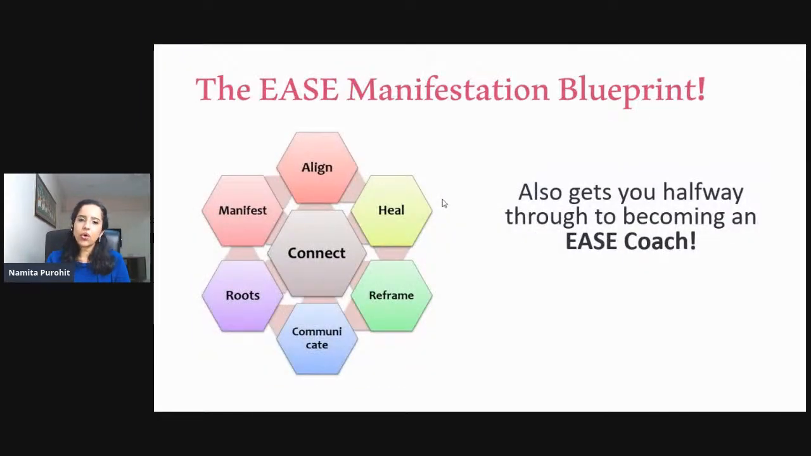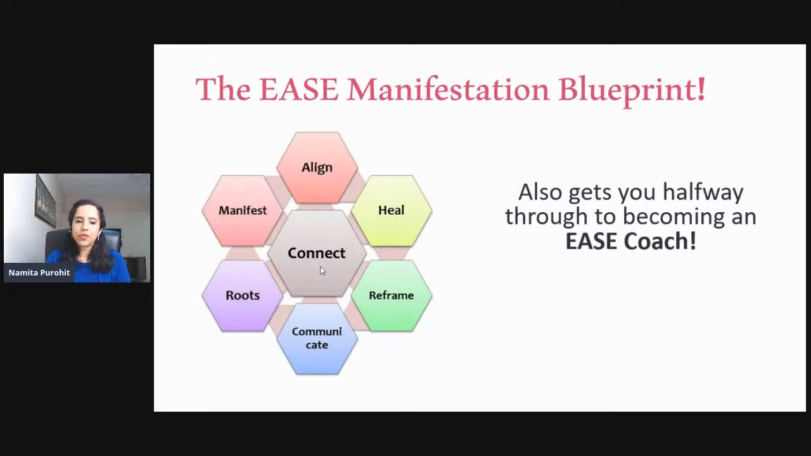And as you go through this whole Ease Manifestation Blueprint, as I said, at every stage you keep coming back to connect. And after every two stages, you do the test of self-actualization again to see how much you have advanced. What is your score right now? What are the things that you still need to work upon? And what is it that's blocking you? And what is it that you need to be successful?